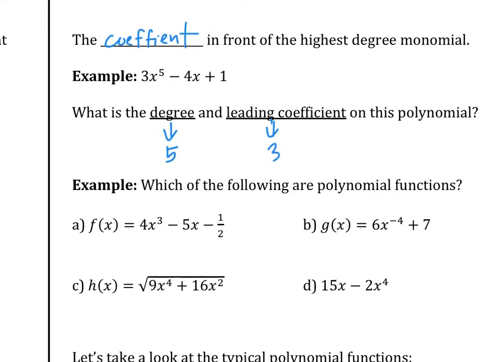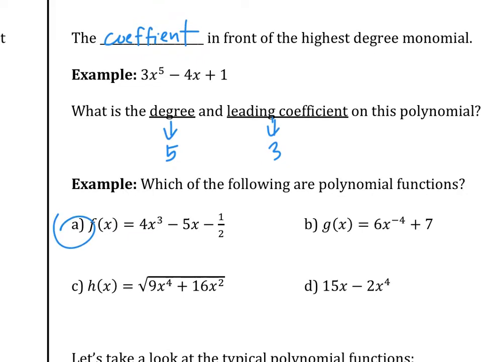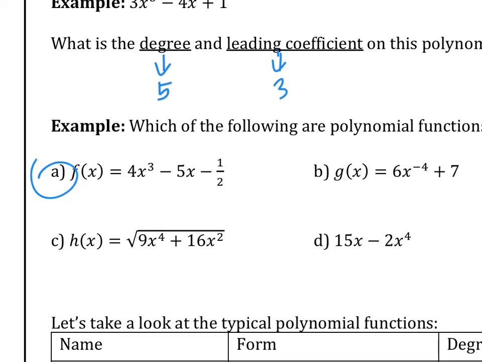All right, let's have you guys try this. A, B, C, D. You have to pick the one that is, or the ones that are, polynomial functions. All right, let's vote. How many people think A is a polynomial? Okay, definitely. How about B? Okay, definitely not. C? Okay, D?